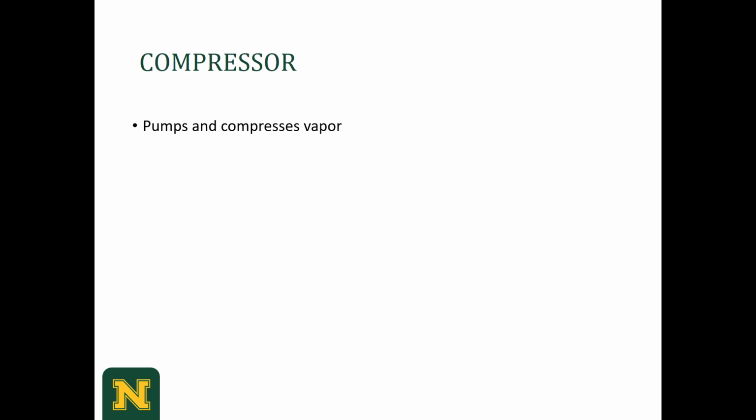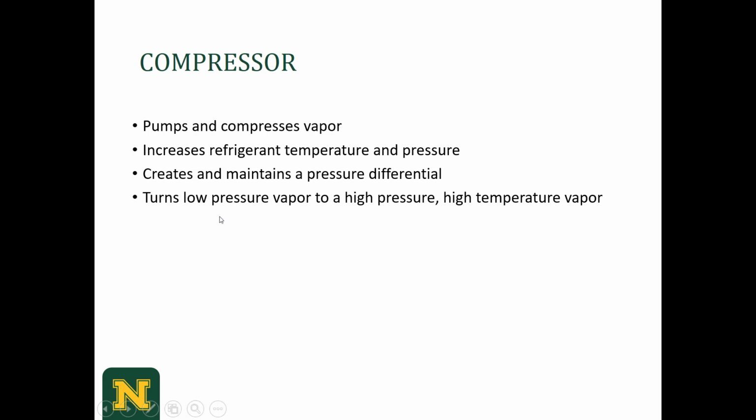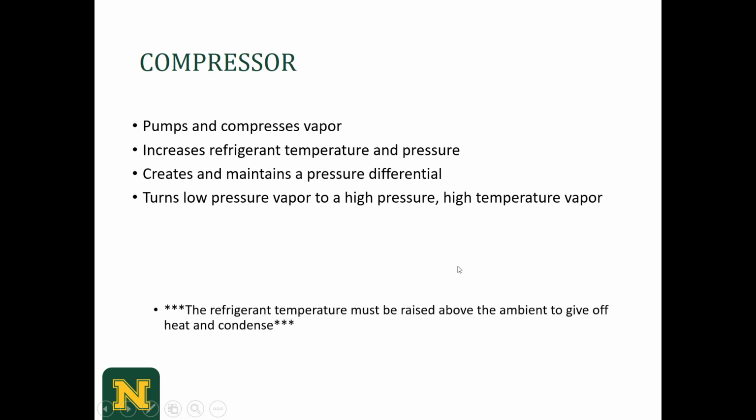The compressor we use to pump and compress the vapor. So we're increasing the refrigerant temperature and pressure by pumping it, right, and adding pressure to it. As you increase the pressure, you increase the temperature. So it creates and maintains a pressure differential within the system, because we also have to release that pressure on the opposite side of the cycle. But what we're doing here is turning that low pressure vapor into a high pressure, high temperature vapor.